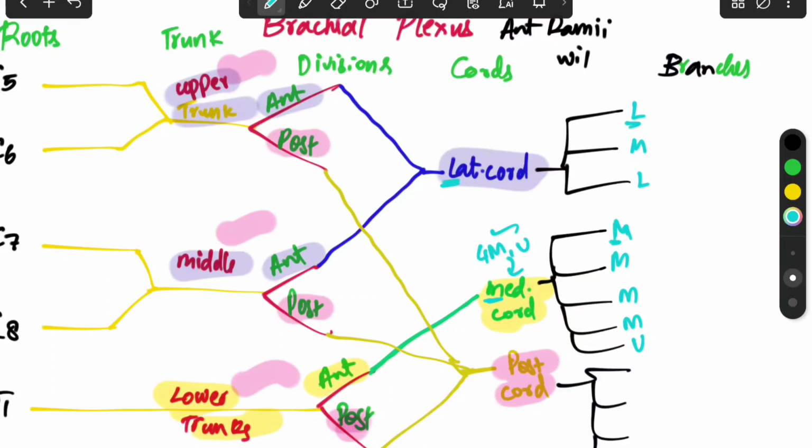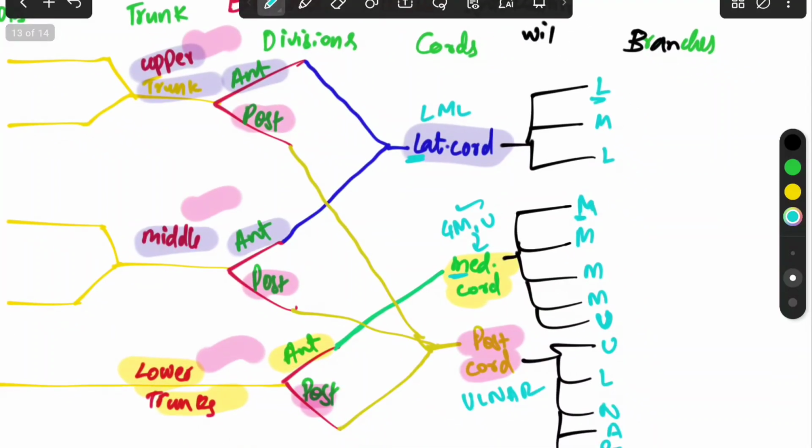Now, for the posterior cord, the trick will be ulnar. So for the lateral cord, it is LML. For the medial cord, it is 4M and U. And for the posterior cord, it is ulnar.